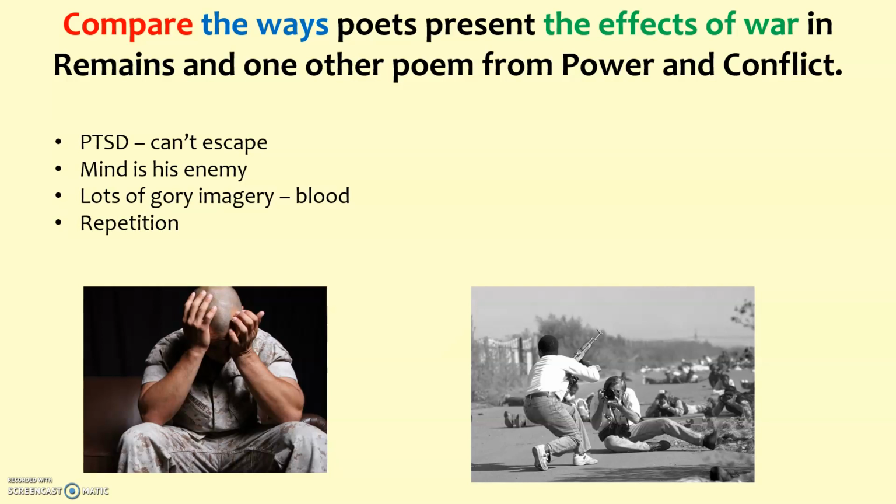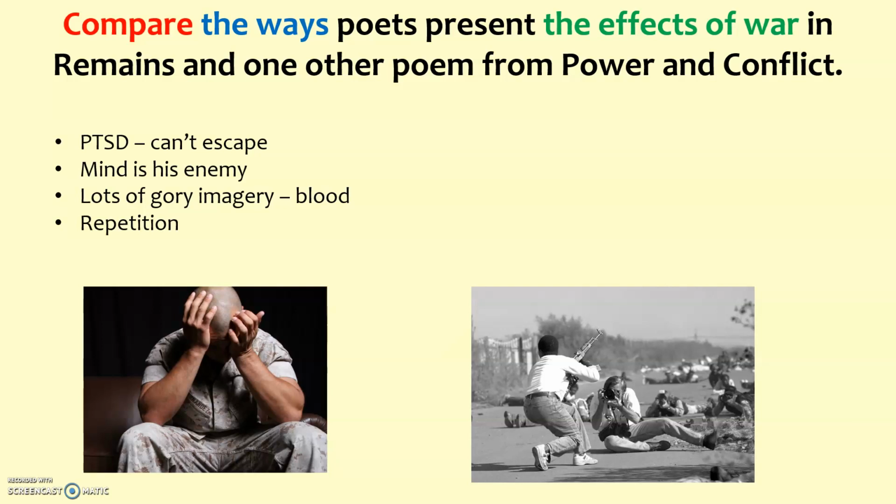He is trapped and can't escape. His mind is his enemy. That's a key bit there in that poem. There's a lot of gory imagery. There's a lot of blood featured in there, like Blood Shadow, his bloody life in my bloody hands. But also there's a lot of repetition. The start of the poem repeats itself at the end.